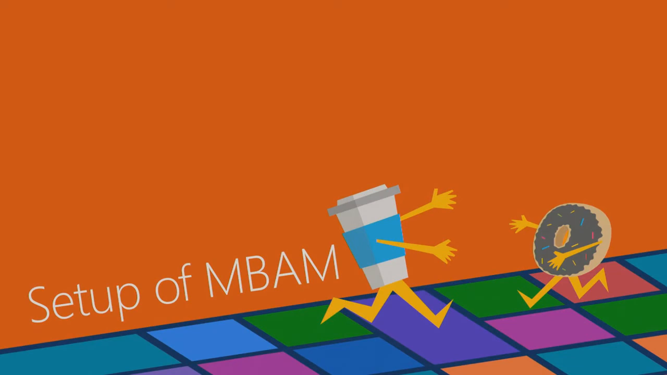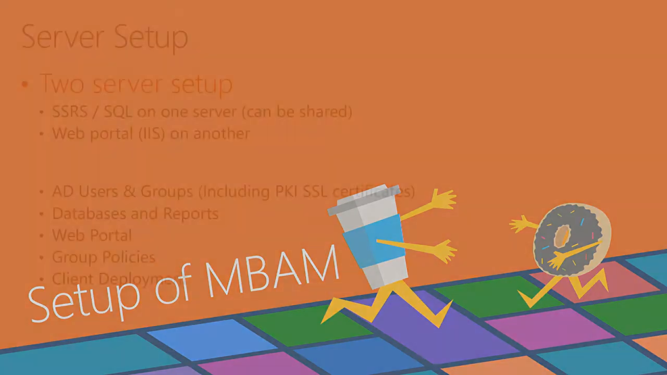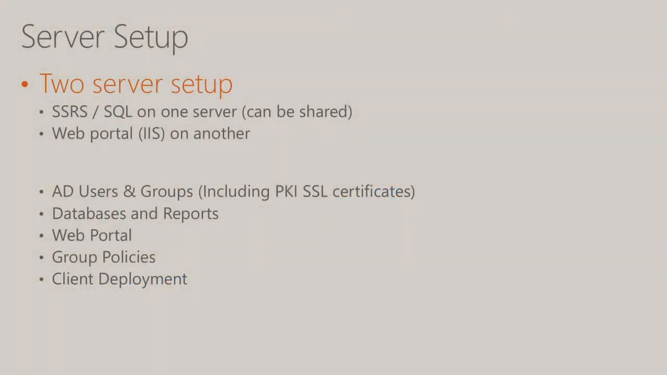So, I love my little setup of the MBAM logo. I don't know, I just like the picture. I had to stop on it. 2-server setup. That's what we recommend. It will hold up to 500,000 devices. How many of you are bigger than that? Okay, 1. So 2 servers would work. Obviously, it doesn't account for geolocales and things like that. But we recommend 2 servers, SSRS and SQL on one.